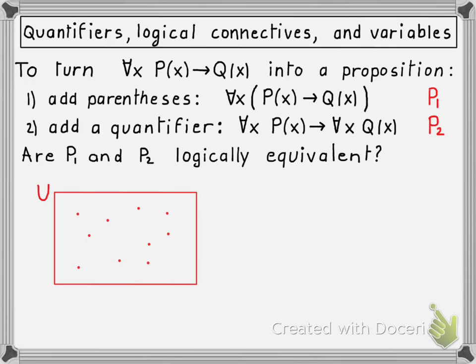So we start with a universe of possible values for x, and then we start with the predicate P. Now to make P1 false, we need to make this conditional false for at least one element in the universe. That is, we must find an element in the universe for which P is true, but Q is false. That's easy. We can draw Q like this, where this element is in P, but not in Q. And therefore, for this element, the conditional is false. Therefore, P1 is false.